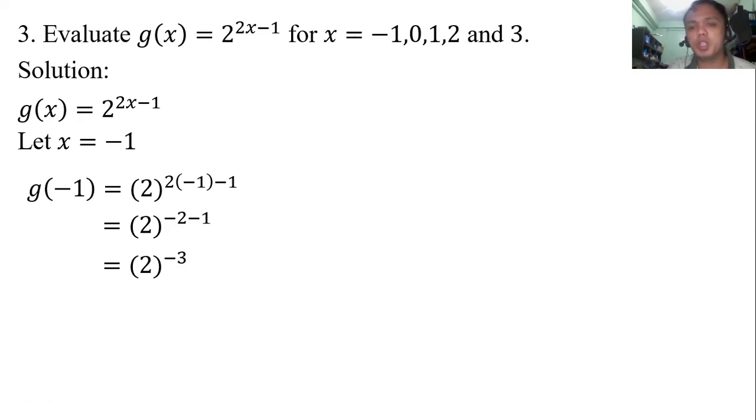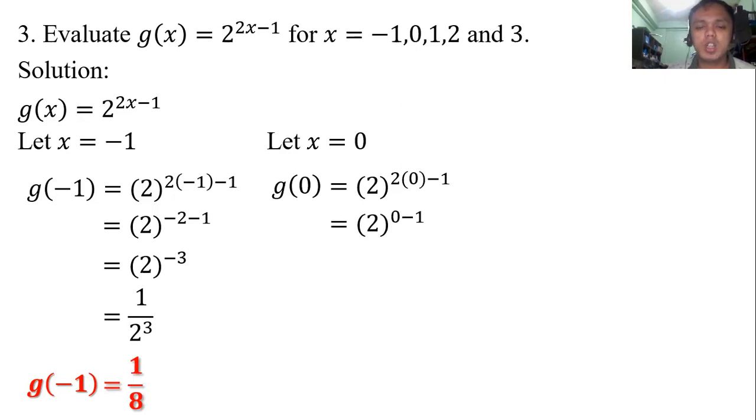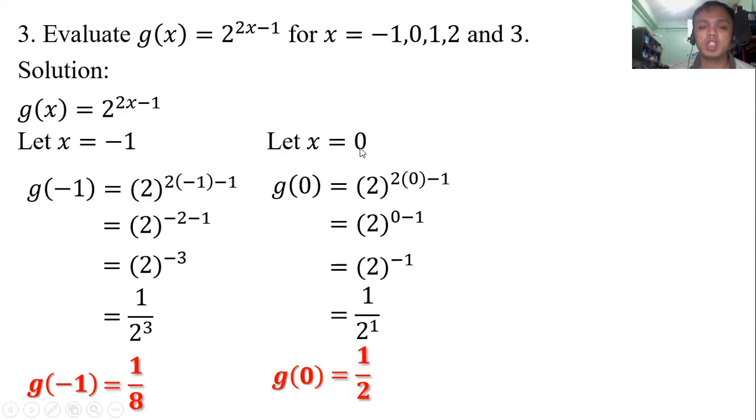And since negative yung exponent natin, we will make it positive again. So magiging 1 over 2 cubed. 2 cubed is equal to 8. So we have 1/8 for x equal to negative 1. Next, if your x naman is 0, substitute lang natin. 2 times 0, that is 0, minus 1, magiging negative 1. Again, negative ulit yung exponent, make it positive. So we have 1 over 2 raised to 1. 2 raised to 1 would be equal to 2. So we have 1/2 here, now for your x equal to 0.